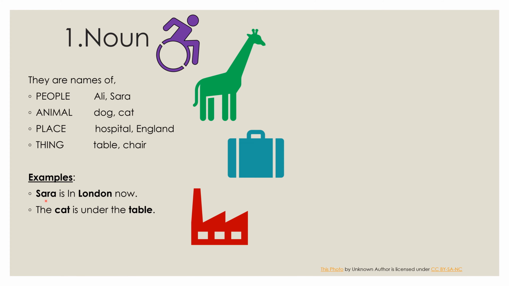Now look at this example. The bolded words are the examples of nouns. Sarah is in London now. So Sarah and London are examples of nouns. Sarah is the name of a person and London is the name of a place. The cat is under the table is an example of nouns again.